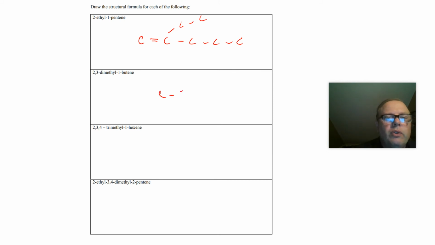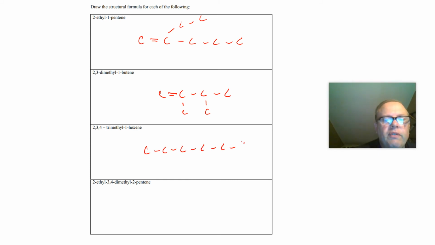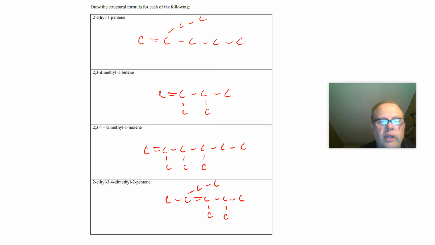1-butene, 1, 2, 3, 4. There's butene. 2,3-dimethyl. There's a methyl. There's a methyl. Hexene, 1-hexene. So 1, 2, 3, 4, 5, 6. 1-hexene, 2,3,4-trimethyl. And here we have 2-pentene. So 1, 2, 3, 4, 5. 2-pentene there, 2-ethyl, 1, 2, and 3,4-dimethyl, 1, 2, like that.